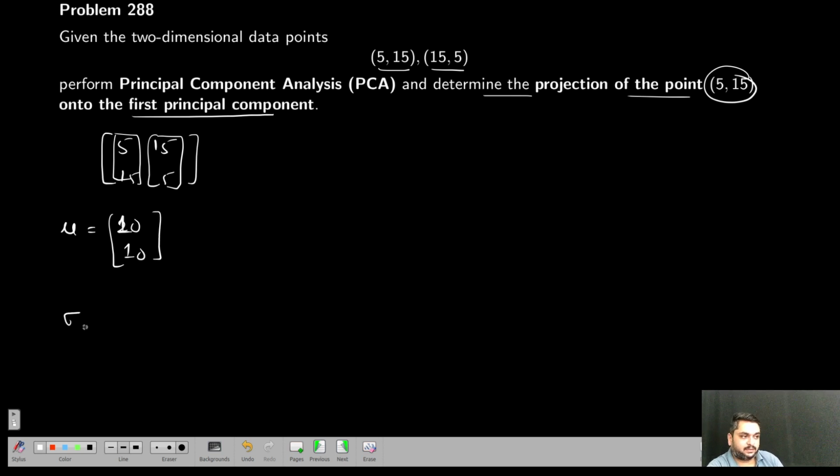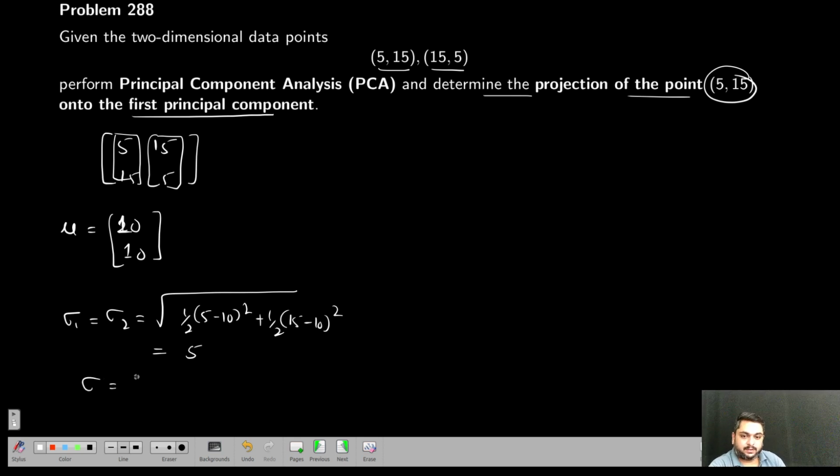Now calculate the standard deviation. Both will be equal in this case, because the points are 5, 15 and 15, 5 and the mean is 10, 10. So we get the square root of 1 by 2 times (5 minus 10) whole square plus 1 by 2 times (15 minus 10) whole square. So this is 5. So we get the sigma vector as 5, 5.